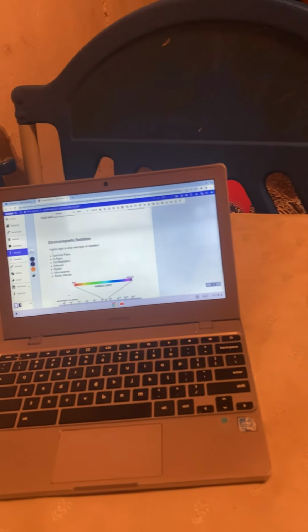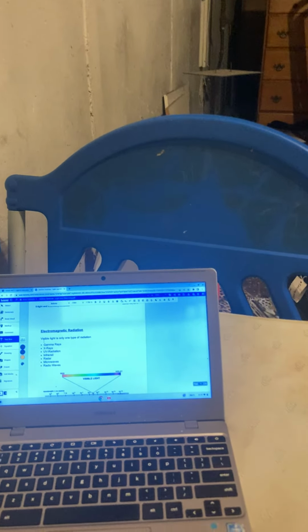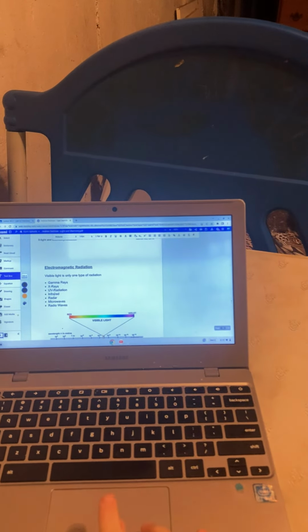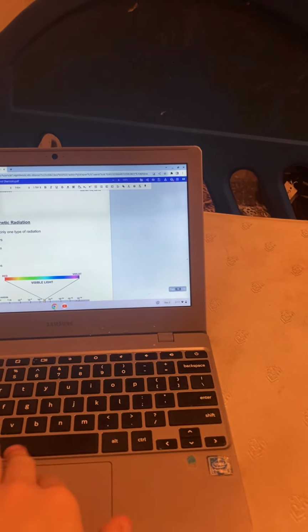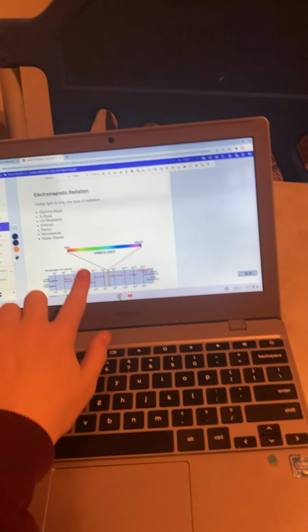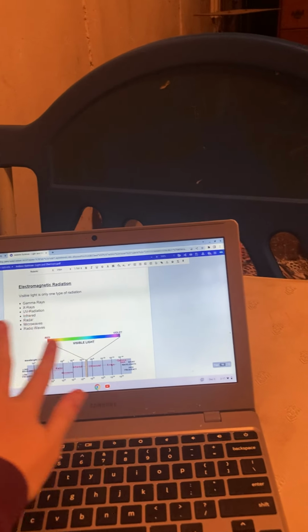Now for the final concept of 4.5, and we're doing both 4.5 and 4.6, we have electromagnetic radiation. Visible light is only one type of radiation. We have gamma rays, X-rays, UV, infrared, radar, microwaves, and radio waves. Radio wave is not necessarily one of the waves that we learn. So when you look at how tiny the visible light spectrum is, it's literally just this narrow row.